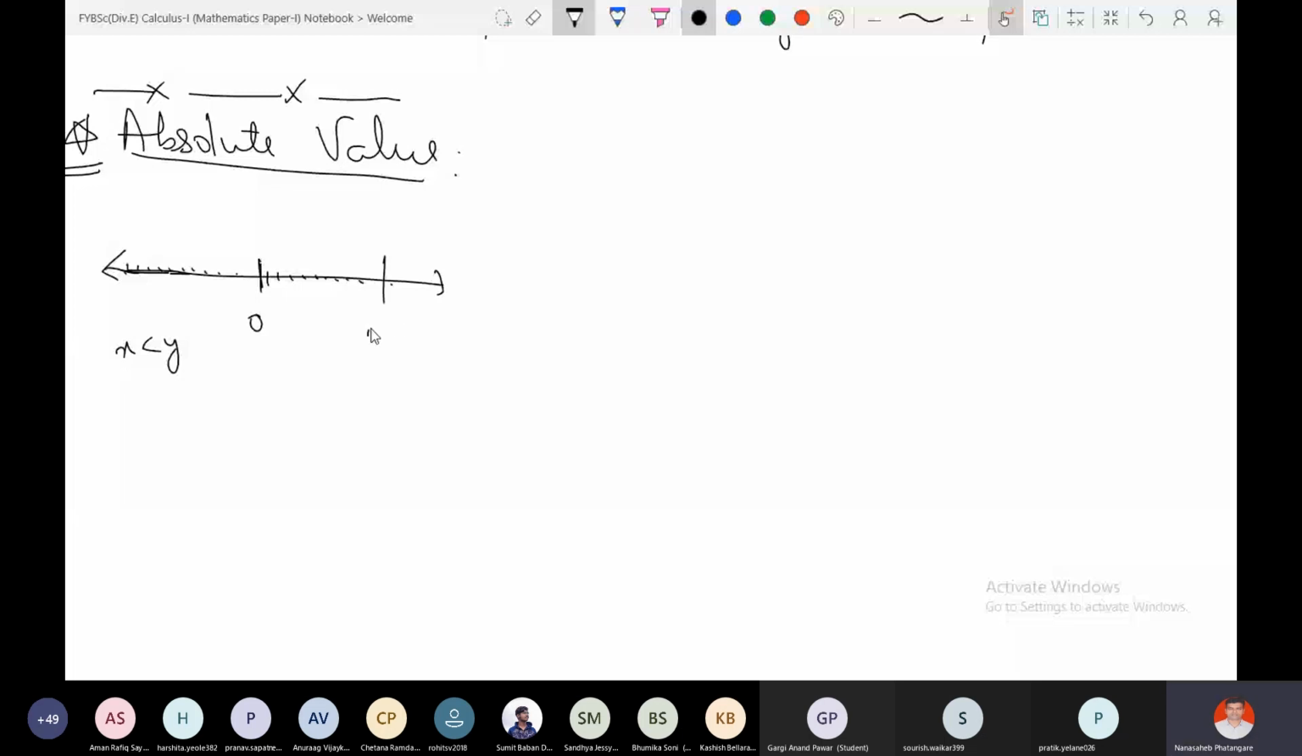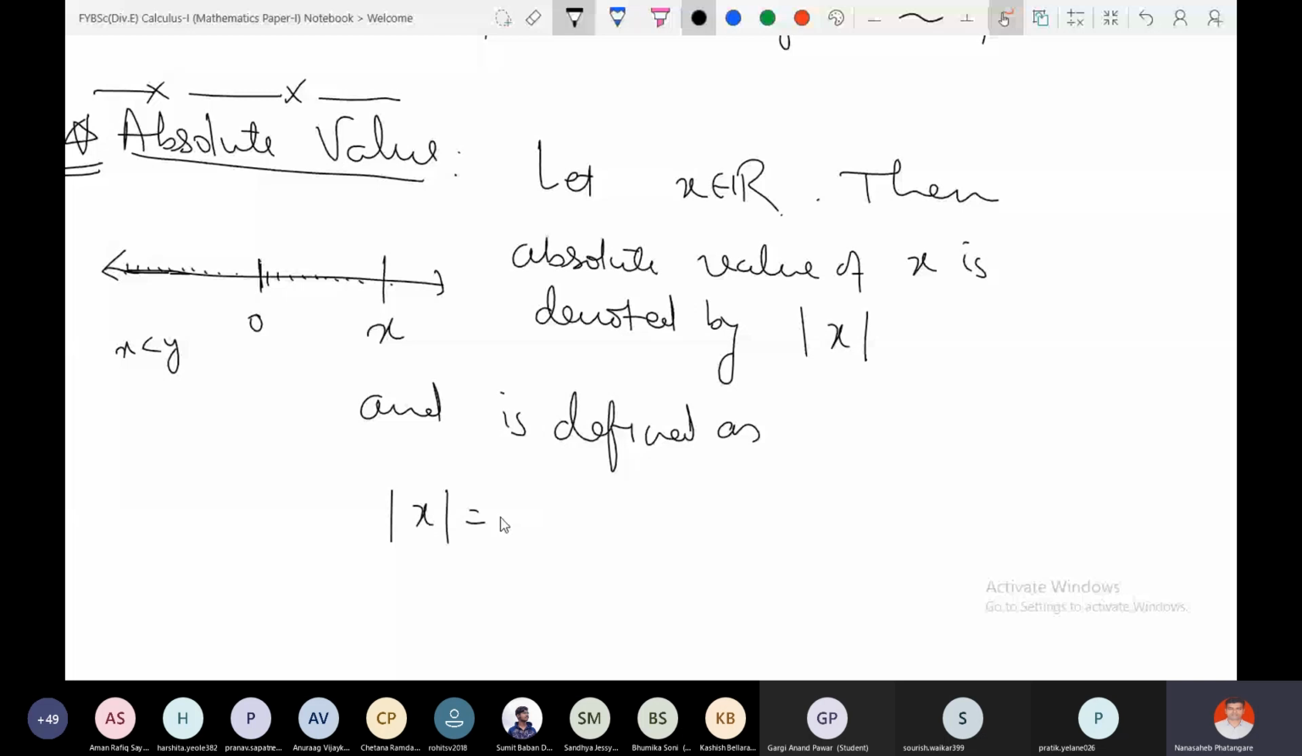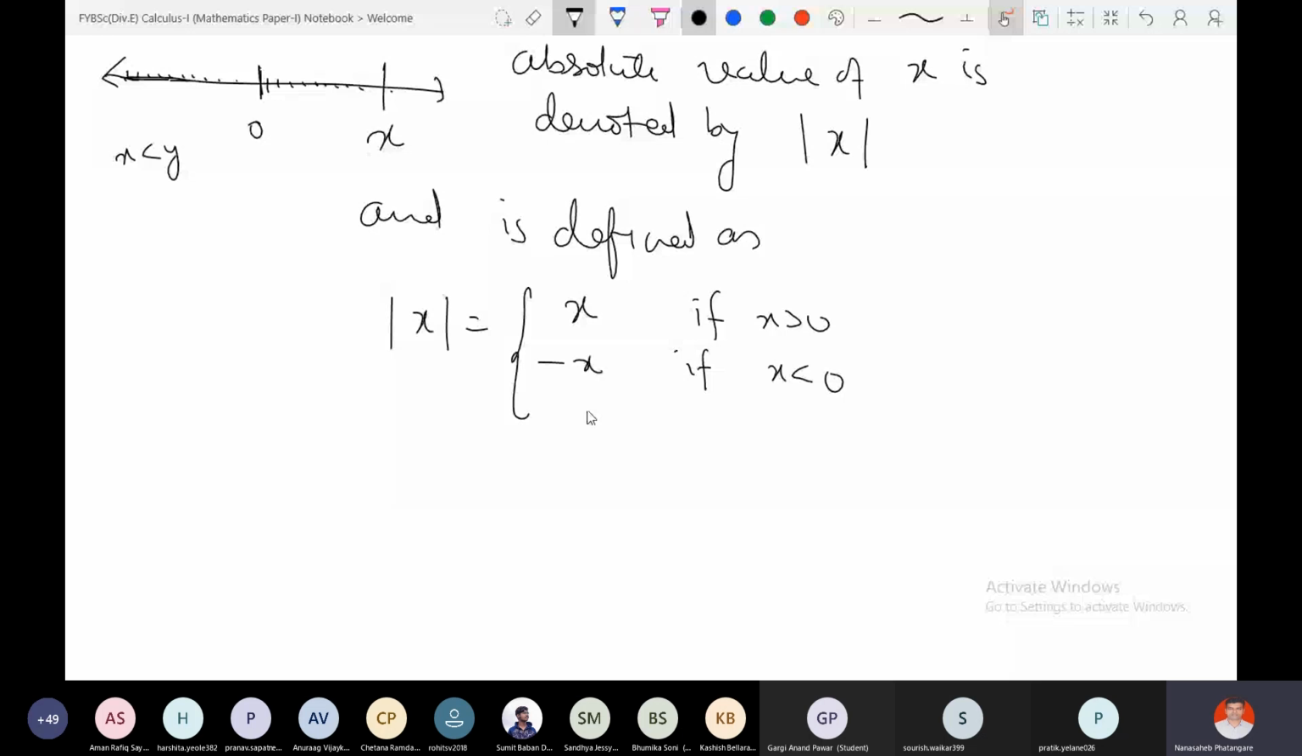Now if you take any real number, let x belong to R, then the absolute value of x is denoted by this notation, this bar and x, and is defined as follows: the absolute value of x is x if x is positive, minus x if x is negative, and 0 if x is equal to 0. So this is a technical definition of absolute value.